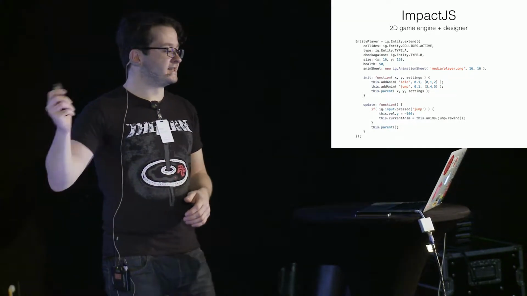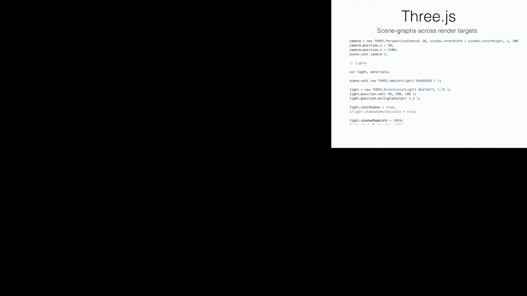For doing games and things like that, obviously there's Impact.js. This is Impact.js. I hate Impact.js, but it's a good example anyway, because it's one of the few things that are actually commercially viable in that world. This is an entity in some kind of crappy game. I didn't write it. And obviously the 3GS.